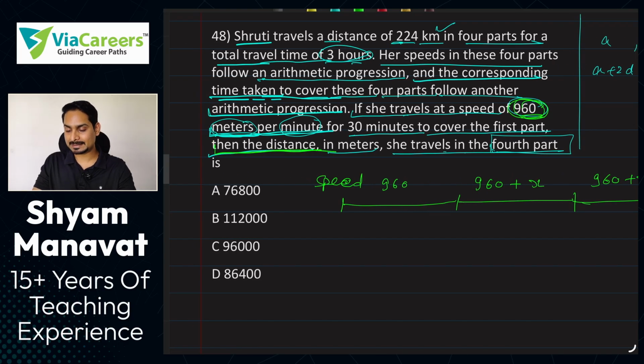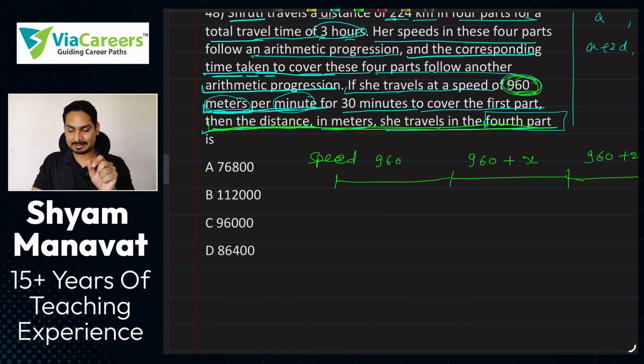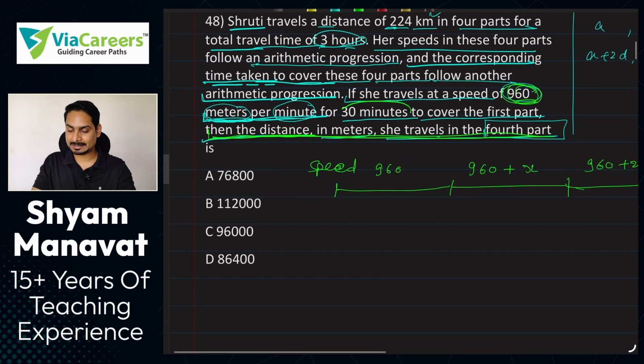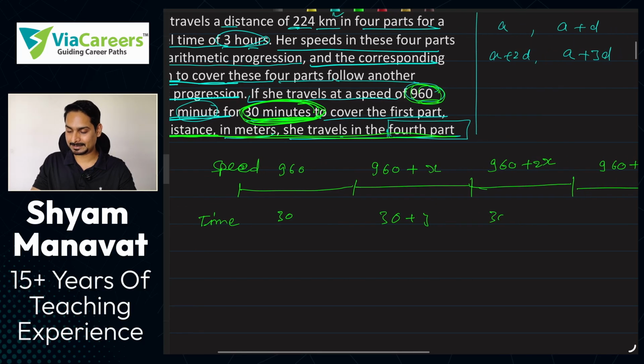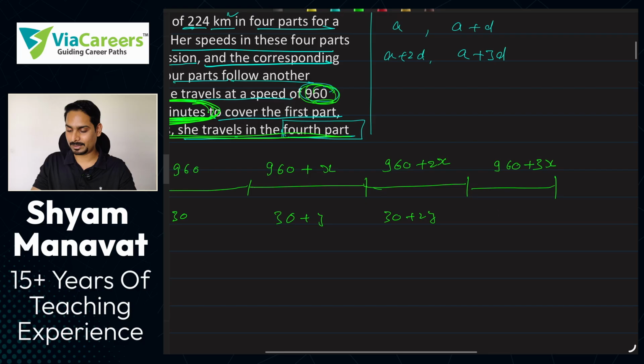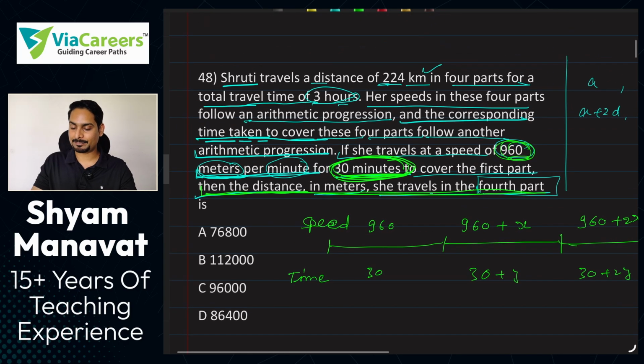We need to find out the distance in the 4th part. We also need to focus on the distance, but first, we have distance and we also have time. You can see the time in the first part is 30 minutes. So if the time in the first part is 30 minutes, then let's say the time in the next part is 30 plus y, here you have 30 plus 2y, and then here you have 30 plus 3y. Now, the good part is we have the total time given here.